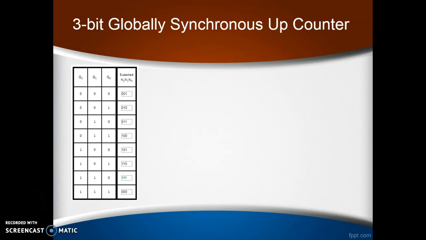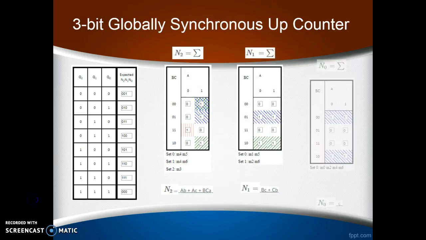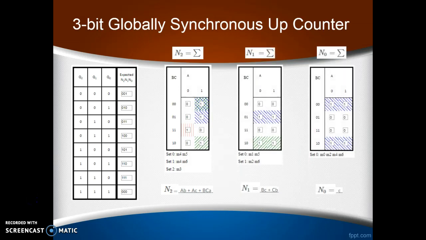Once we fill out our transition table, we're able to find the minterms, filling out K-maps. And once we've filled out our K-maps, we're able to find our reduced Boolean expression, and I've listed those down below. So for N2 we have A and B', or A and C', or B, C, and A'. For N1 we have B and C', or C and B', and then for N0 we have C'.